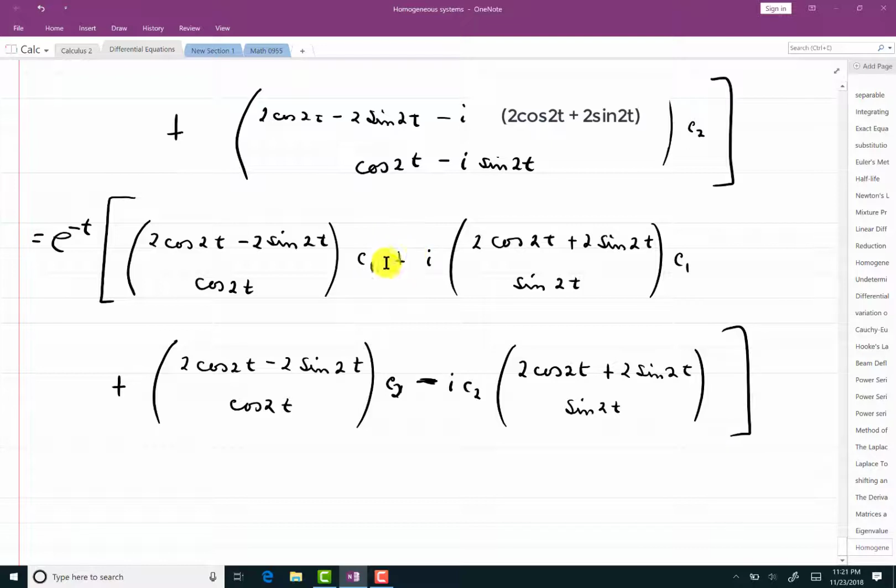An interesting thing to point out here, notice that I have a plus i and then I have a minus i. Well, that tells you the real portions here are the same for both of these vectors. It's the imaginary part that is different. In fact, one is the conjugate of the other one. But anyways, let me continue.